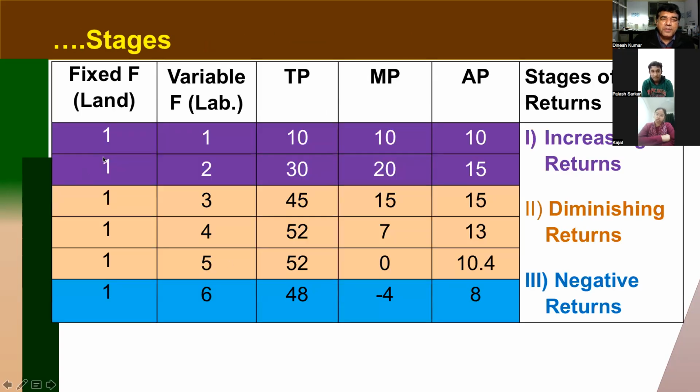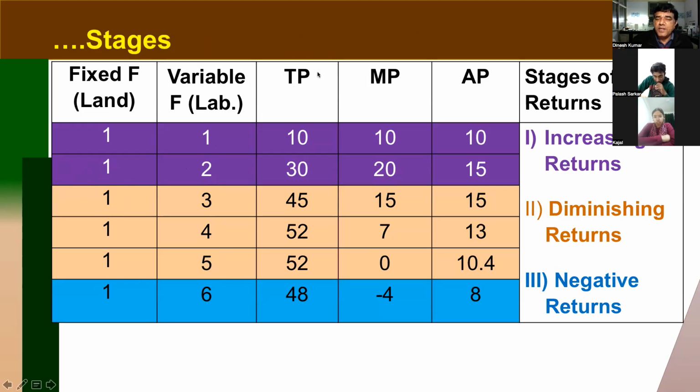So here you can see land is fixed. Land is 1 acre, so it is 1 everywhere. You have 1 in the first column. In the second column, you are increasing the labor. Initially you had 1 labor, then 2 labor, 3, 4, 5, 6. You went on increasing the labor.